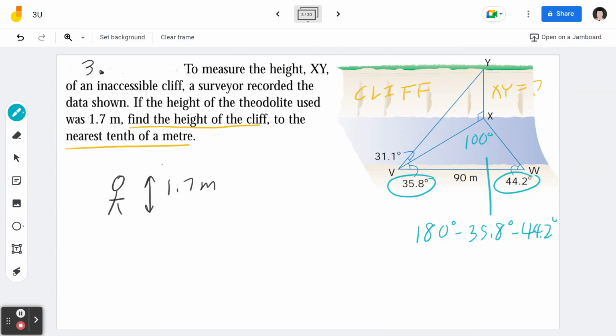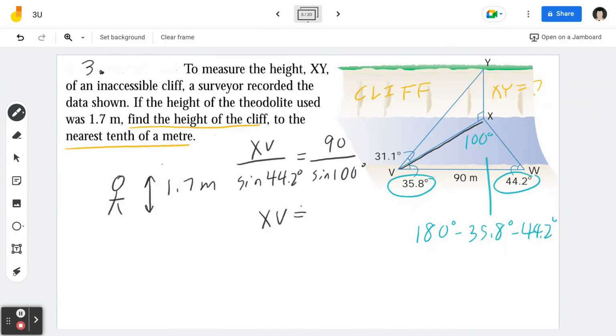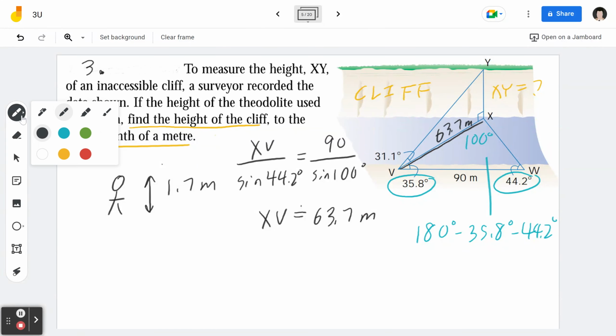Fantastic. Step 2 is to find the length XV. So I go back. I'm going to grab a different color. To find XV, I can apply the sine law. So XV divided by sine of 44.2 degrees equals 90 divided by sine of 100 degrees. Again, you can grab your calculator. We're going to round this. I take 90, multiply this by sine of 44.2 degrees, divide this by sine of 100. That's going to be 63.712799985. If I round to one decimal place, it'll be 63.7 meters. So I'm going to go back and label this. That's going to be 63.7 meters.